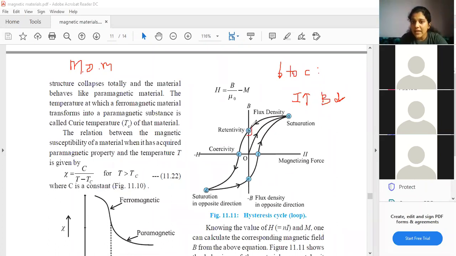So at point B, what was happening, students? At point B, current was 0, but capital B was not 0. Flux density was not 0 because some flux density was retained. Now what I'm doing, I'm changing the direction of my current. So when I change the direction of the current, all the alignment of the dipole moment is disturbed. So what does it mean? It is losing its flux density. The material is losing its flux density. So from this point B, even though my current is in reverse direction, I am increasing the value.